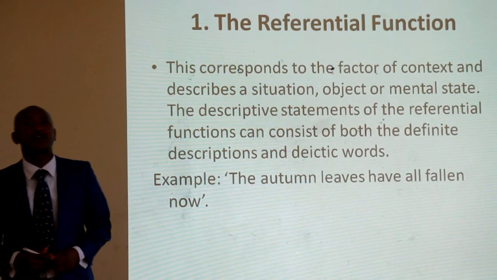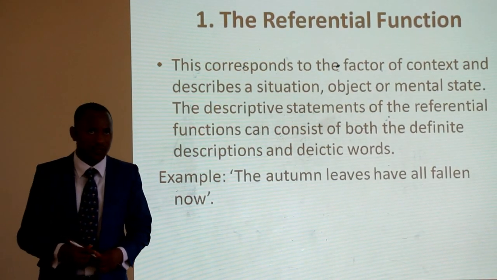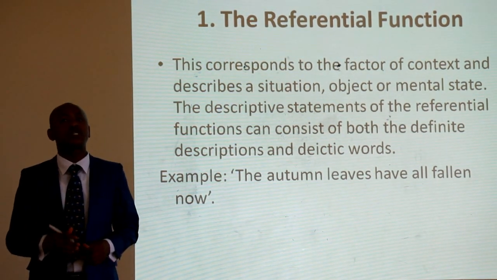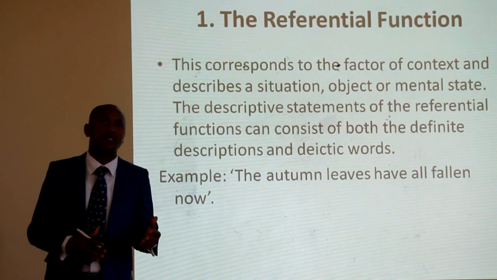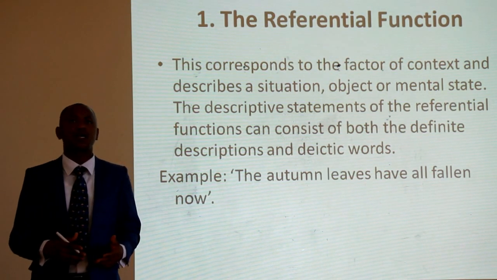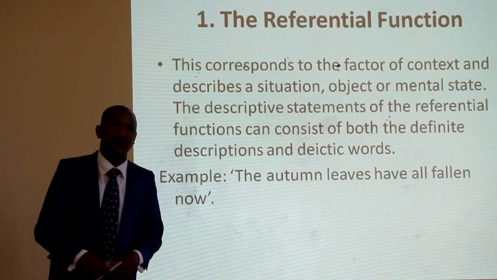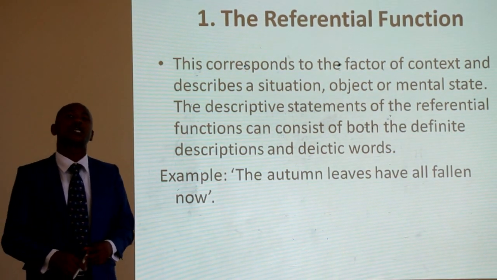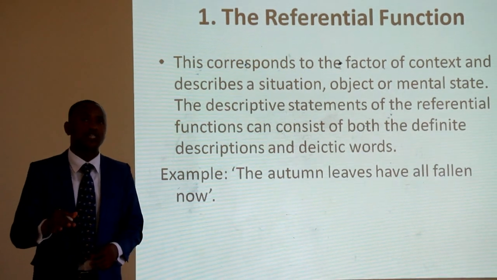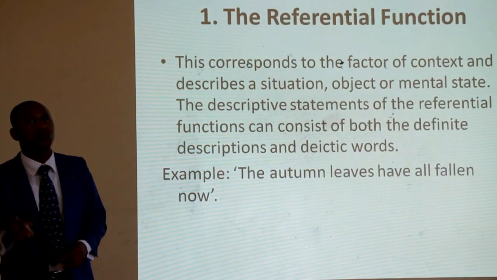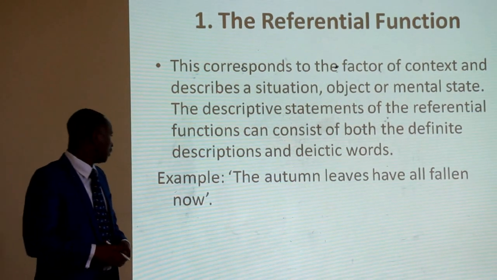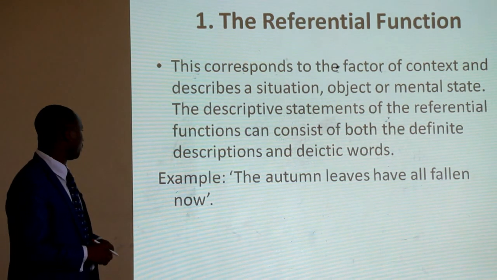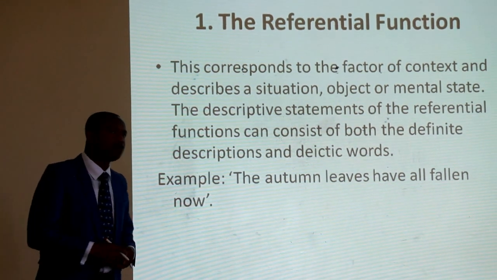To begin with the referential function of language. This function corresponds to the factor of context and describes a situation, object, or mental state. The descriptive statements of the referential function can consist of both definite descriptions and deictic words. Take for example, the autumn leaves have all fallen now.